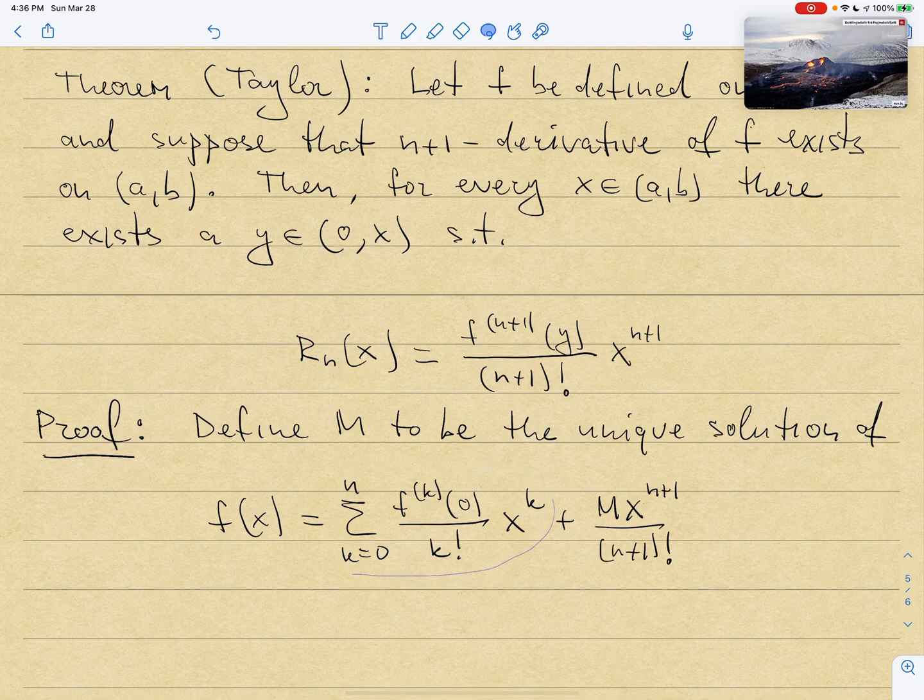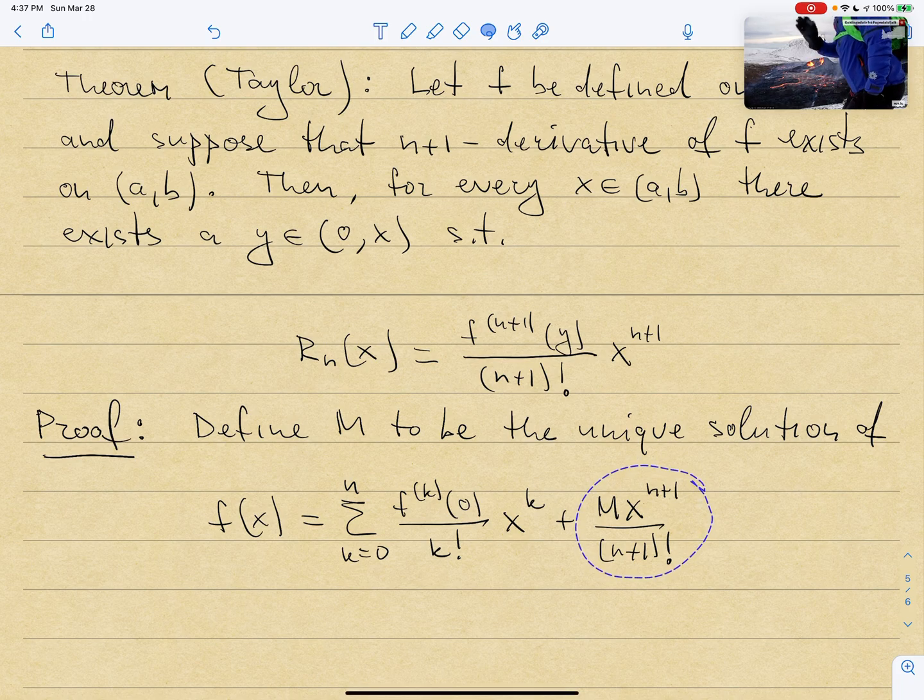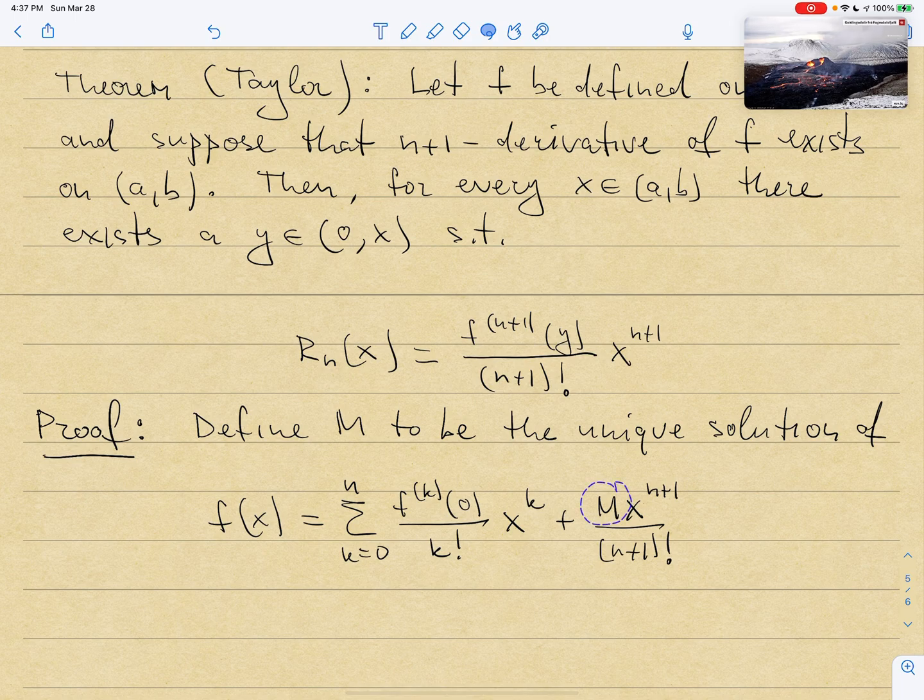I'm replacing that summation by a partial sum from 0 to n, and then I'm trying to write the remainder in the same way as the first term of a series that I'm neglecting, and I'm just writing what would appear to be the n plus first derivative of f. I'm replacing it by m, where m is some number. And then clearly f of x is a number, this is a number, this is a number, so there must be a unique solution to this equation.